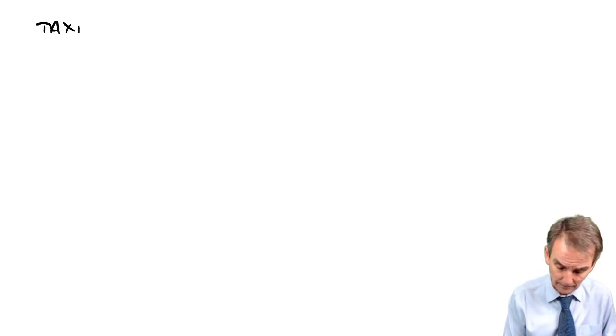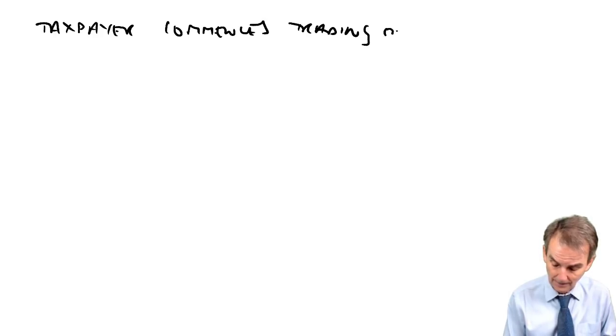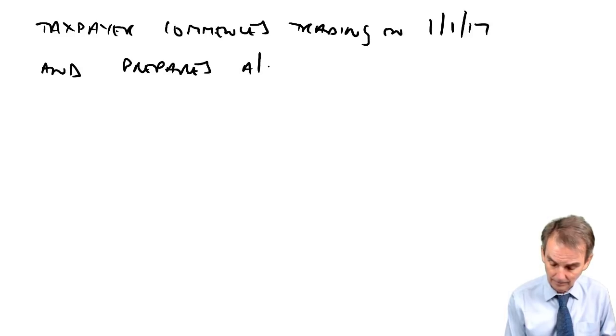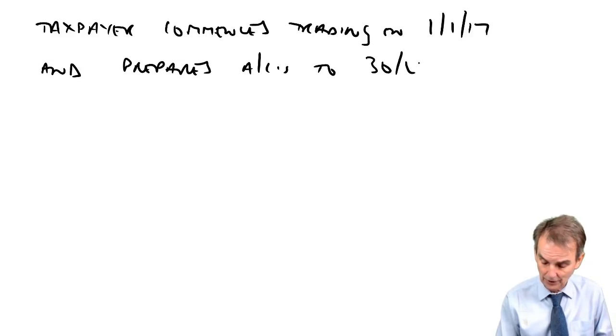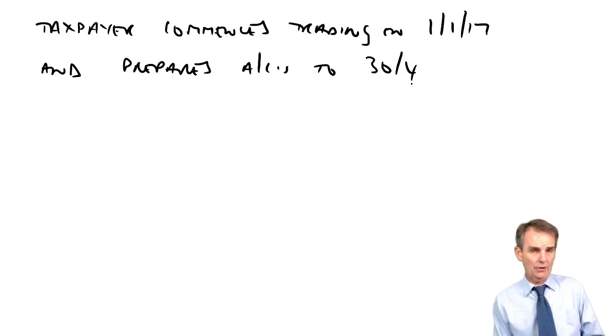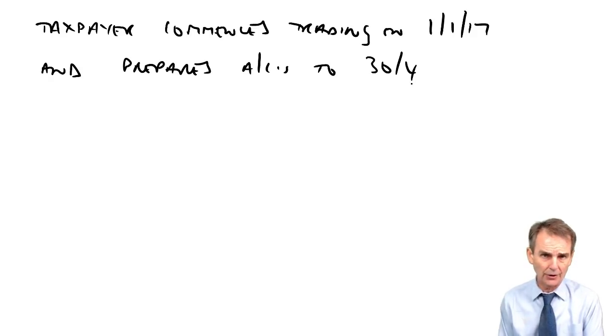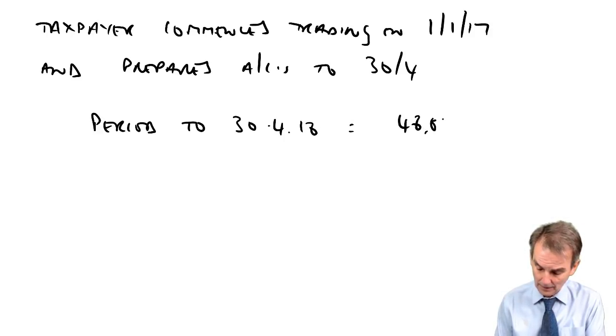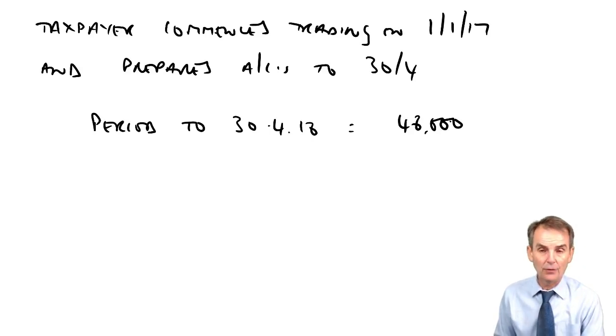Okay, let's therefore set that example up in line with what I've just said. So now therefore, taxpayer commences trading, starts to trade again on the 1st of January 17 and prepares accounts to the 30th of April. But having started on the 1st of January, rather than just going for 4 months to the 30th of April 17, our opening period will be the period all the way through to the 30th of April 18. And in that period, our taxpayer makes a profit of £48,000.